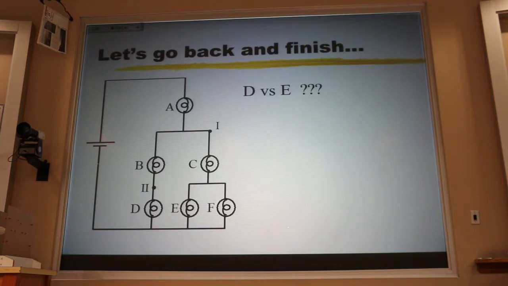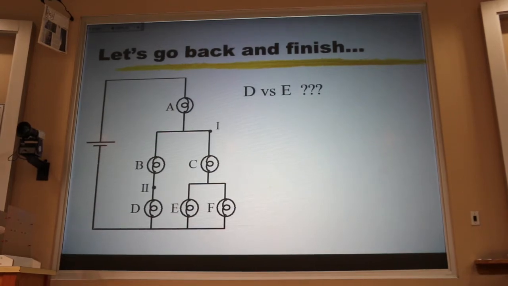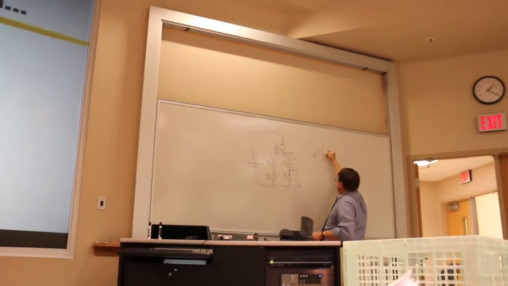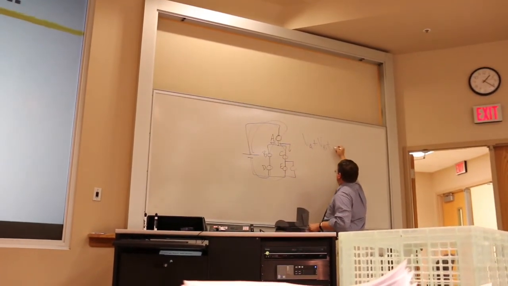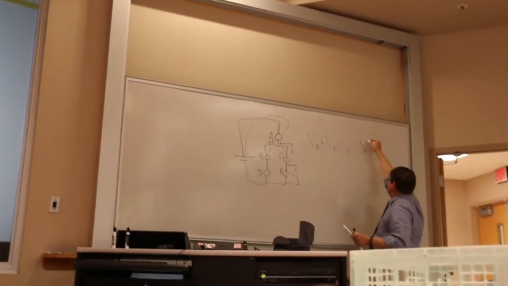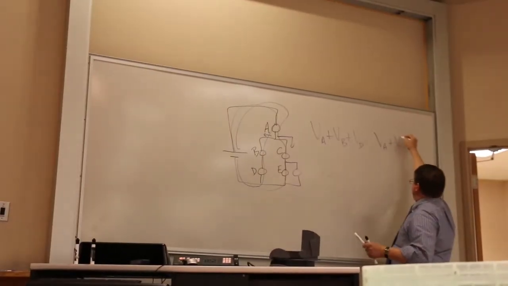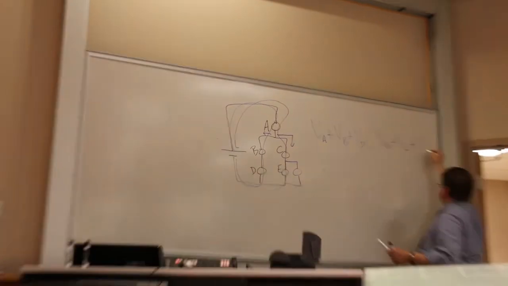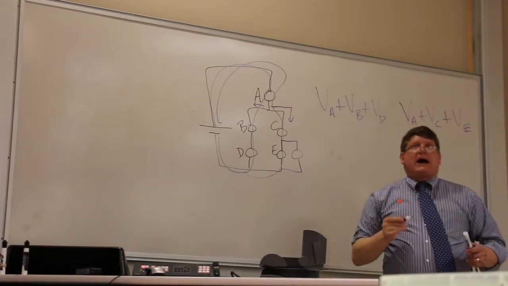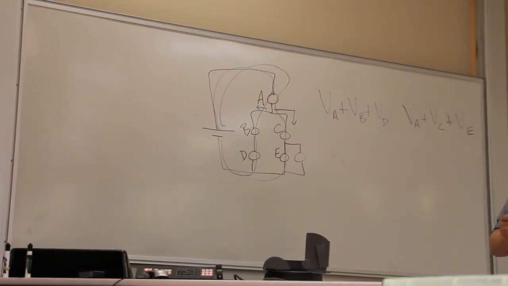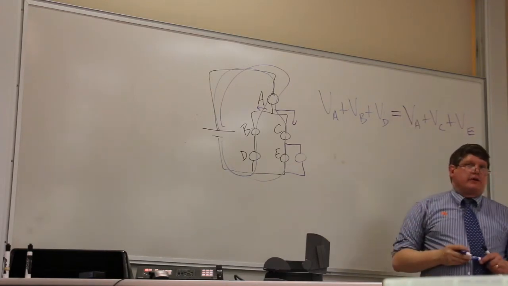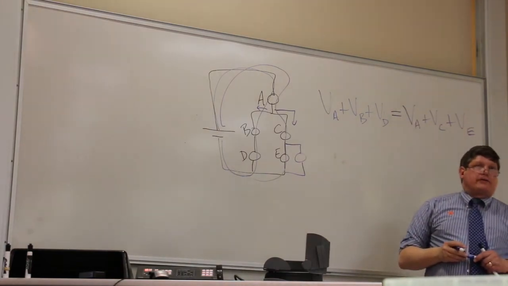And then I just add up all the voltage drops along those two paths. Along the blue path, I would have A plus B plus D. Along the purple path, I would have A plus C plus E. Since both of those paths have to have a voltage drop equal to the battery, they're going to be equal. They'll both be 12 volts.